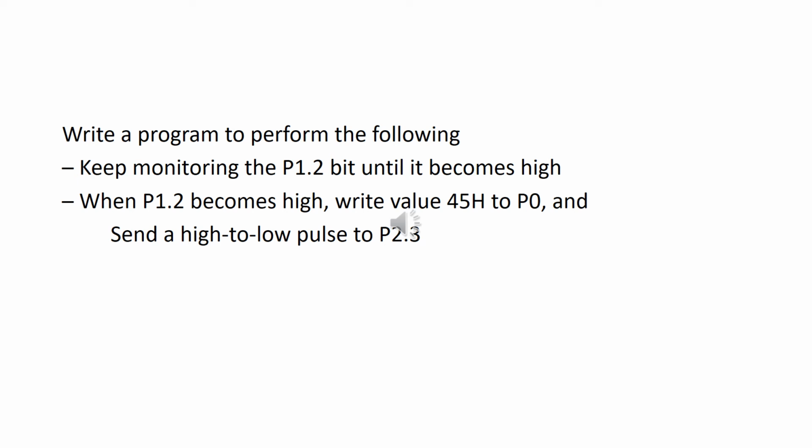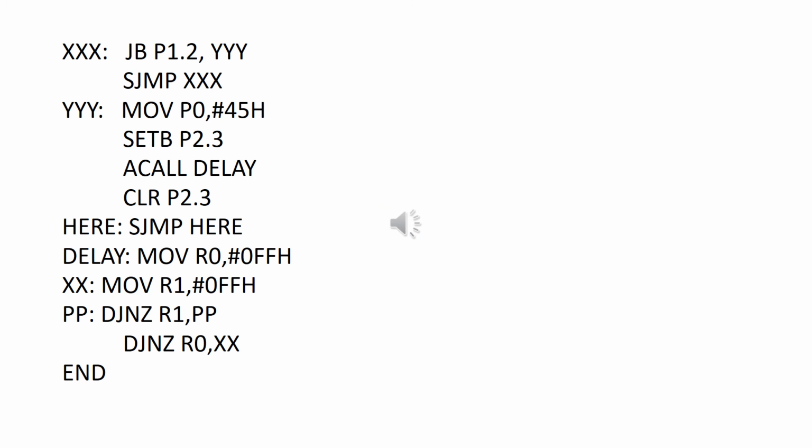Now let us see how to write the program. So the program is very simple. We need to keep on checking P1.2. So the first instruction, JB P1.2, YYY, indicates to check whether P1.2 is set. If it is set, then jump to YYY. Otherwise, you simply jump to XXX. That means this XXX loop will keep on repeating until P1.2 is set. So once it is set, go to the label YYY.